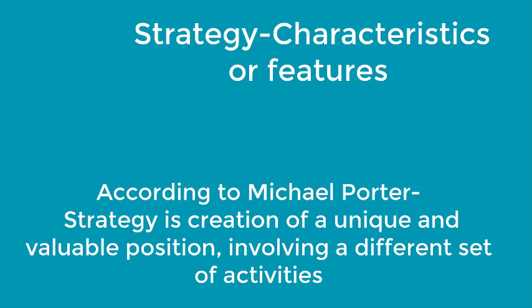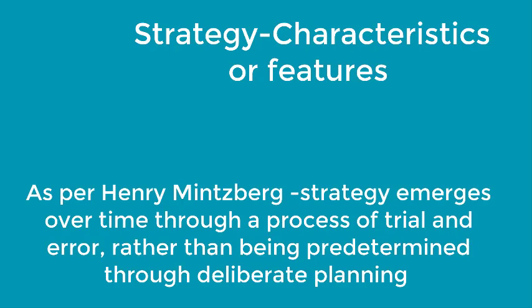Then, next is the definition by Henry Mintzberg. According to Henry Mintzberg, strategy is a pattern in a stream of decisions. He emphasizes that strategy emerges over time through a process of trial and error, rather than being predetermined through deliberate planning. As per Mintzberg, strategy comes with trial and error. It is not about predetermined courses of action. Mintzberg gave this definition in 1987. In this view, strategy is inherently flexible and adaptable to changing circumstances.